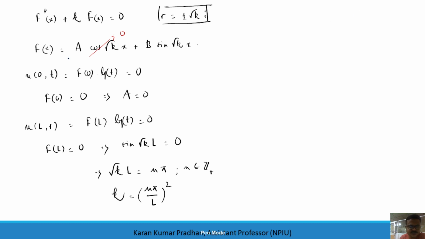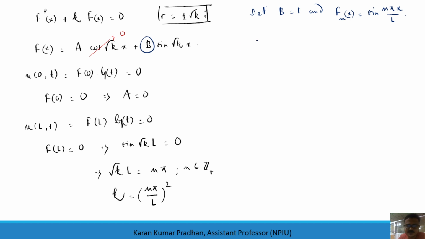So what happened, this function whatever we have got will have different values depending on the n. So here I'll set b equals to 1, whatever the constant we have got here. And what I'll get is your f_n(x), which is sine of n pi x by L, where n is a positive integer always.